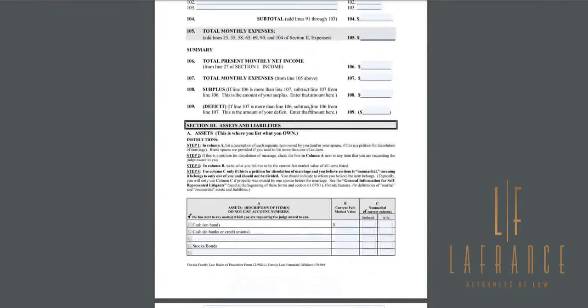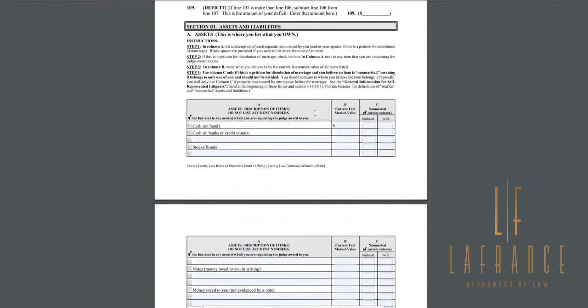Moving on. So again, what you're going to do here on 106 is bring down what your present monthly net income is, and you're going to put that number here. You're going to put your present monthly total expenses here, and then you're going to subtract those two numbers. And if you've got a surplus at the end of the month, you're going to put that here. And if you have a deficit, again, you put that there.